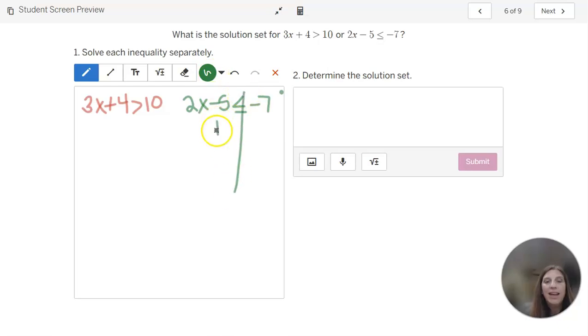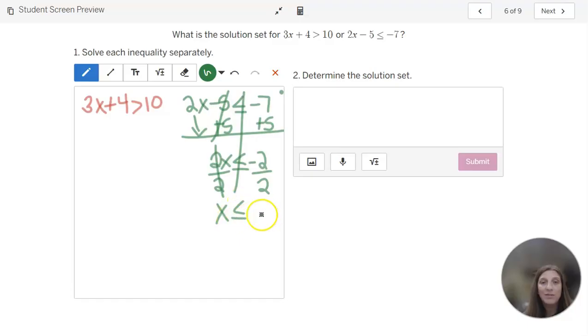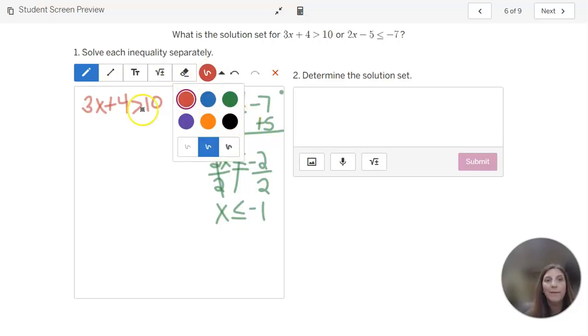I'm going to go ahead and add 5 to each side. Bring my 2x down. I don't need to flip the symbol when I add. And then I'm going to divide each side by 2. I don't need to flip my symbol when I divide by a positive. So that's my solution for the green equation: x is less than or equal to -1.